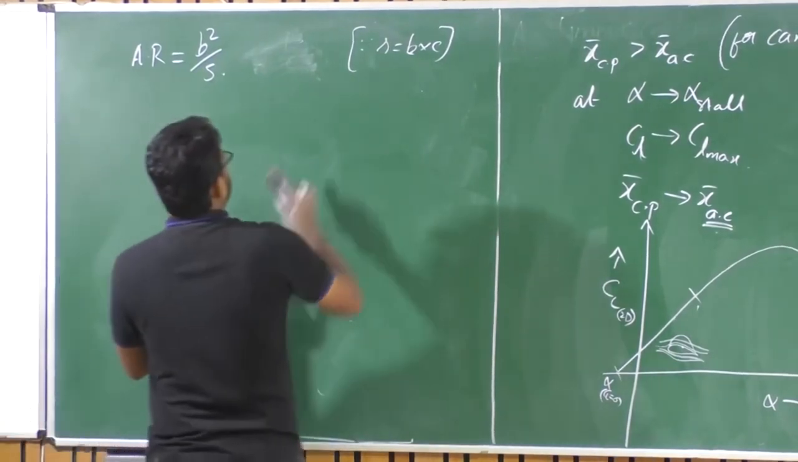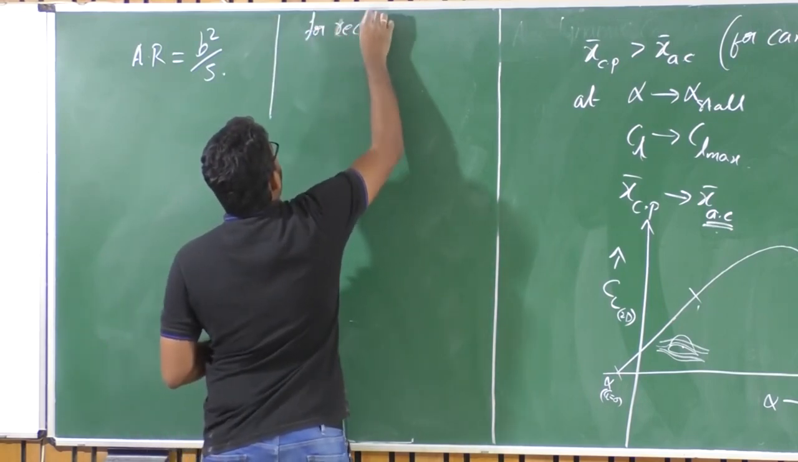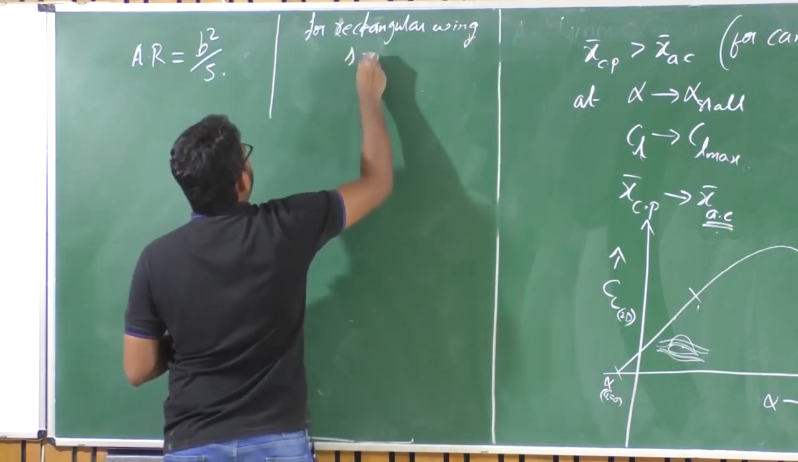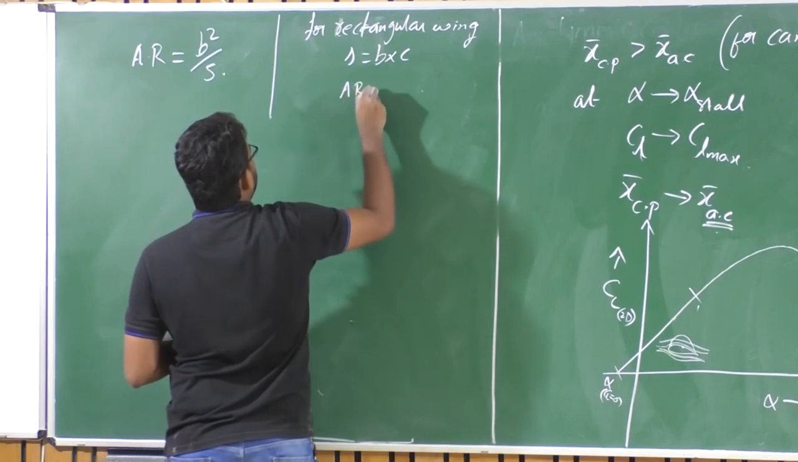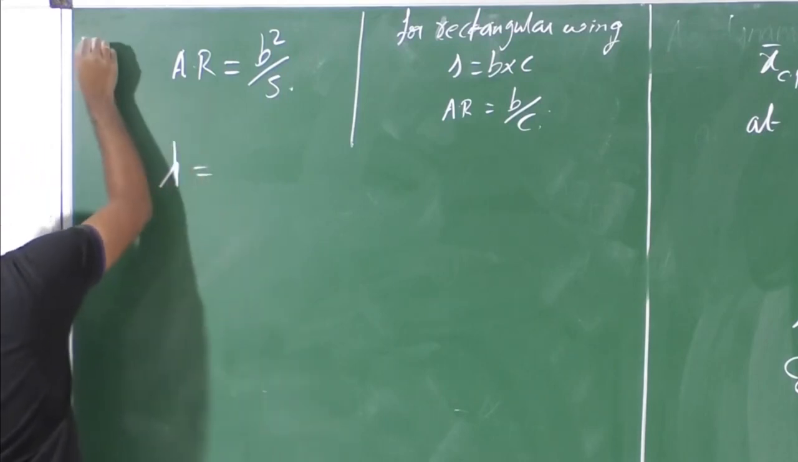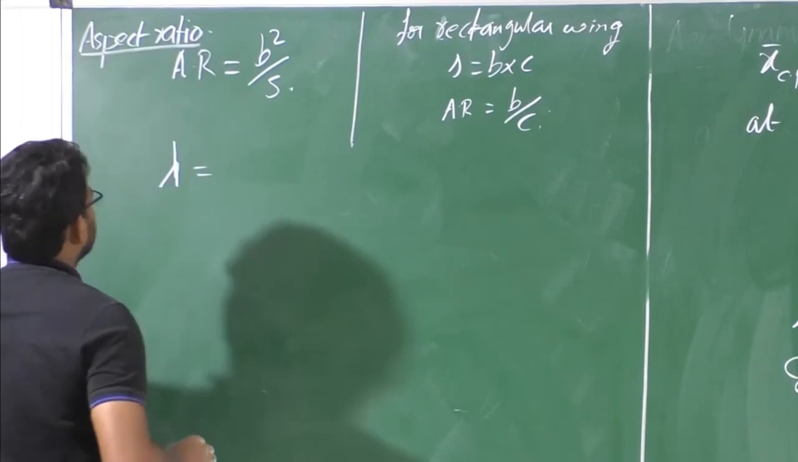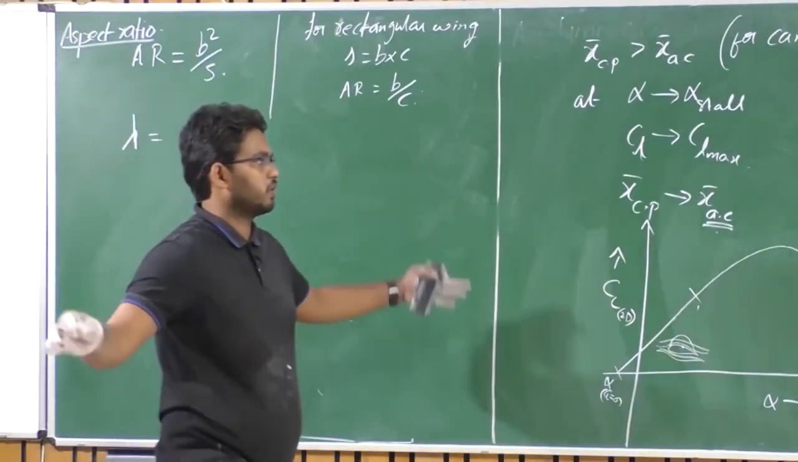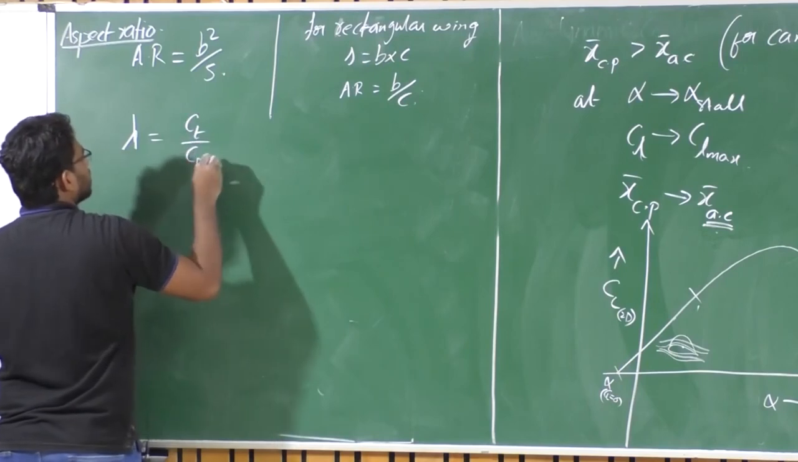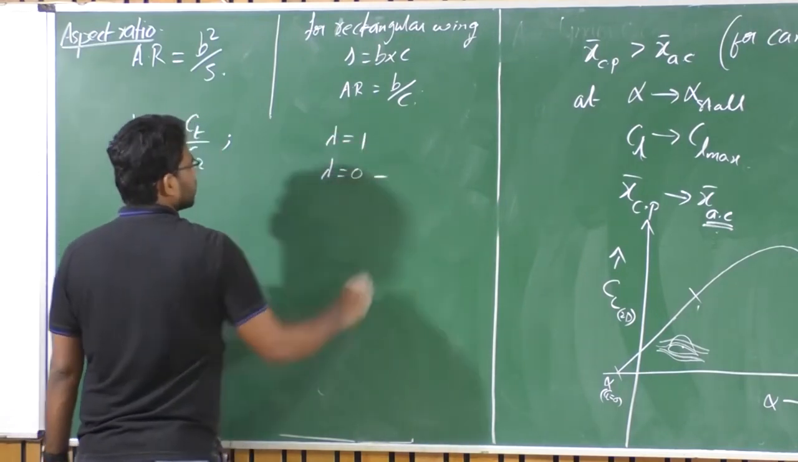So for a rectangular wing, the aspect ratio is B upon C. This is called aspect ratio. The higher the aspect ratio, the longer is the length of your wing. And lambda is called the taper ratio. Lambda is equal to CT upon CR. So for a rectangular wing, lambda is equal to 1, and it is equal to 0 for a triangular wing.